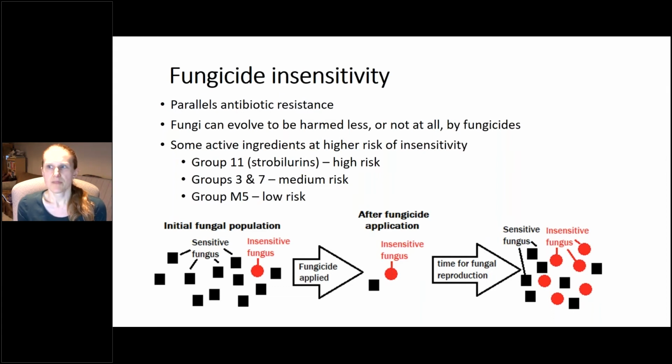And the risk is also higher depending on what group of fungicide you're using and on characteristics of the pathogen. And so group 11s are high risk because it's quite easy for fungi to develop insensitivity. It's just a single DNA change that can confer that. And then for group 3s and 7s, the risk is medium, and for contact-based fungicides, the risk is low.